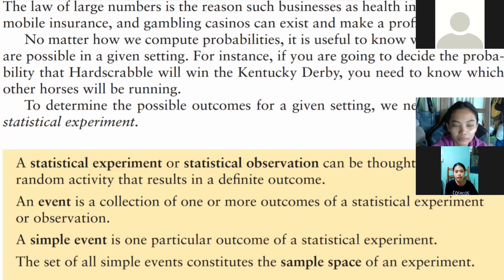A statistical experiment or a statistical observation can be thought as any random activity that results in a definite outcome. An event is a collection of one or more outcomes of a statistical experiment or observation. A simple event is one particular outcome of a statistical experiment. The set of all simple events constitutes the sample space of an experiment.